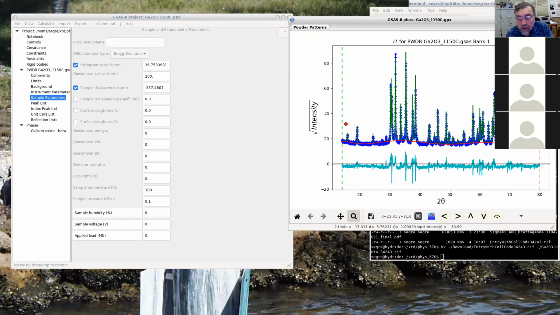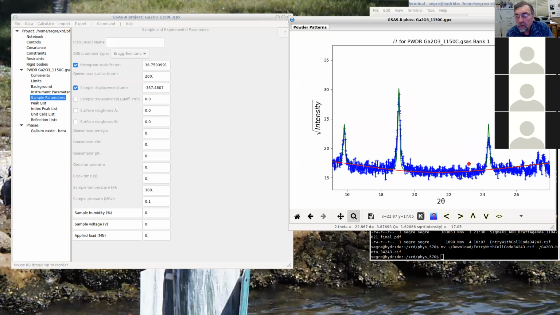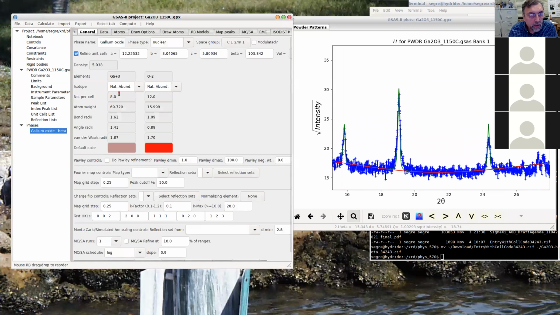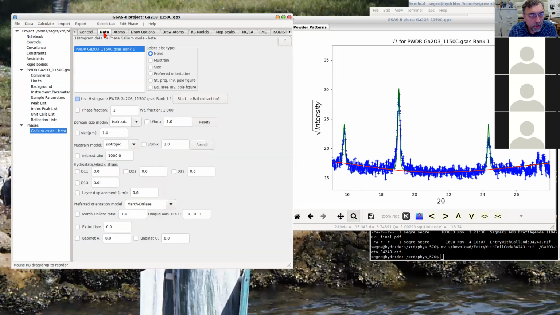However, if we zoom in, we can see that one of the bigger problems is the peaks are too narrow. You can see how narrow this one is compared to the actual data. And so we have to fix the narrowness of the peaks. And we also have a sample displacement. So the narrowness of the peaks is due, as we had before, to particle size or microstrain or preferred orientation also can contribute to that.